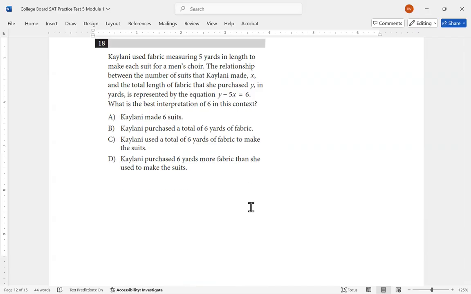Let's take a look at problem number 18. Okay, Lonnie used fabric measuring 5 yards in length to make each suit for a men's choir. The relationship between the number of suits that Kaylani made, X, and the total length of fabric that she purchased, Y, in yards, is represented by Y minus 5X is equal to 6. What is the best interpretation of 6 in this context?